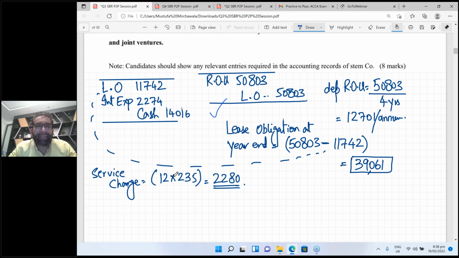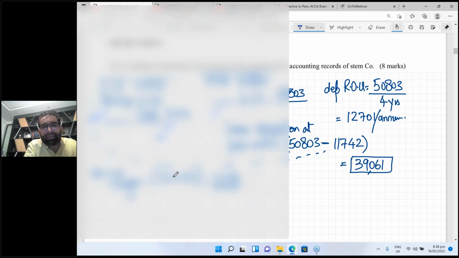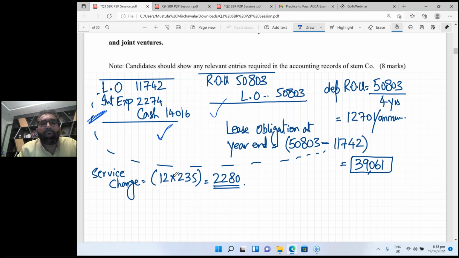Then at the end of the year, to make it simple, you will make this much lease payment, the total lease payment. So it's 14016 cash credit, and finance lease is a loan. So whenever you pay the rentals, it is like repayment of a loan, and in the repayment of a loan there are two elements: one is interest expense and the other is principal payment. See, cash credit, you are paying rentals. This is your interest expense debit, and LO means lease obligation.